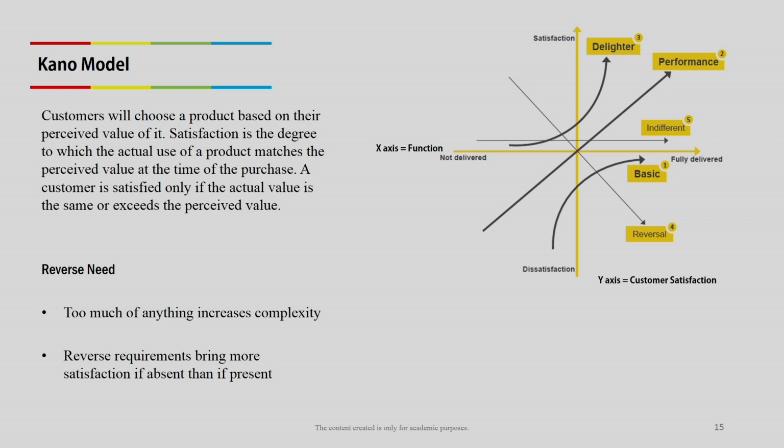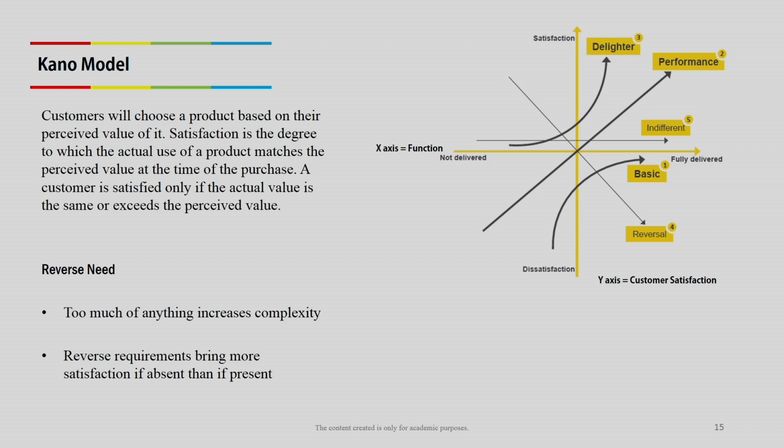Next is reverse need. So, too much of anything increases complexity. So, reverse requirement brings more satisfaction if absent than if present. So, if you are giving more choices, then it is always confusing for the customer, because they are not expert in that category. So, they do not know which one to buy. Another example is you are going to the restaurant and they are giving you a 50-page menu, and you are confused, you do not know which one to select. So, to the customer you should not give too many options.